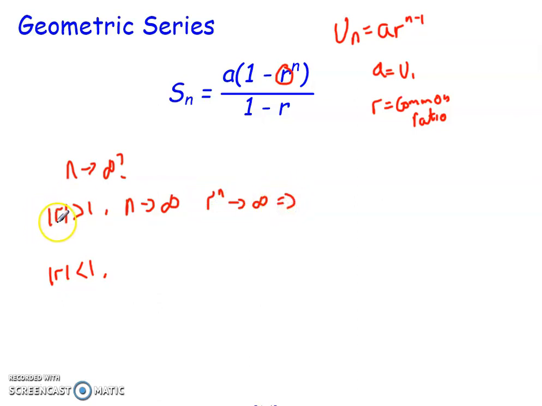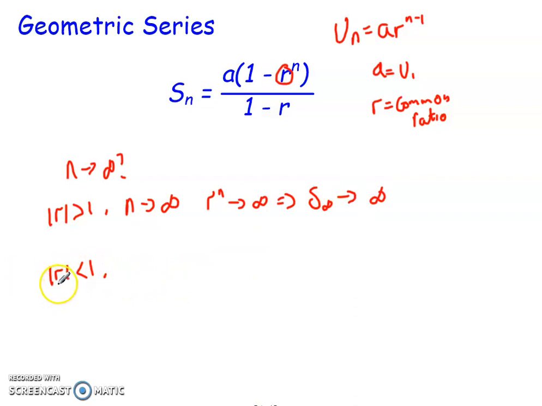So if I've got an r, a common ratio, which has a magnitude bigger than 1, what's going to happen then is that the sum to infinity is also going to tend towards infinity. So again, it's the same principle as the arithmetic series. It just gets bigger and bigger and bigger. There's no way the terms can get smaller. It's going to tend towards infinity itself.